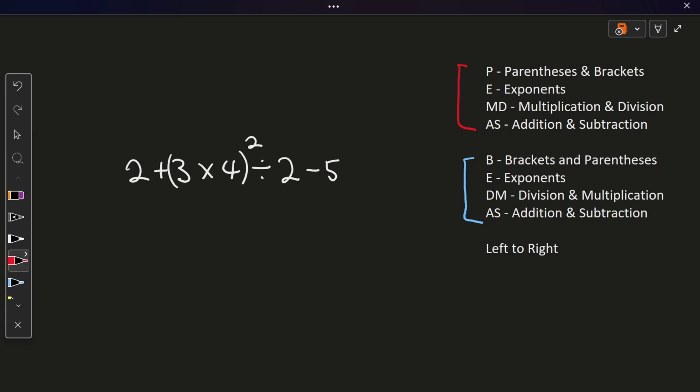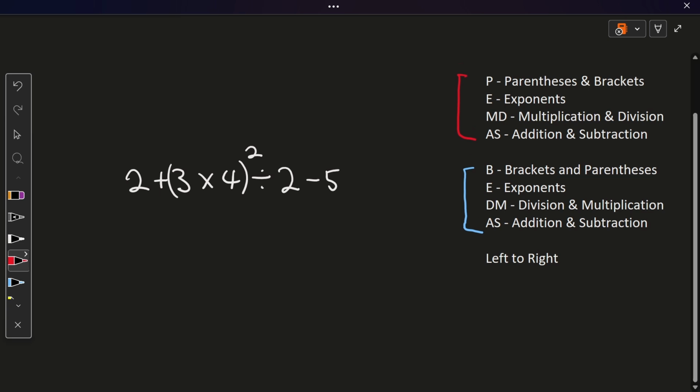Let's break down every component of PEMDAS. So P stands for parentheses and brackets. Parentheses and brackets are the curved or square lines that you sometimes see encapsulating or grouping certain terms together. Note that when there's only a single term located within a pair of brackets, you can effectively remove those brackets from your equation or expression.